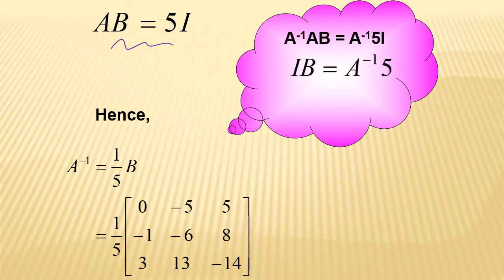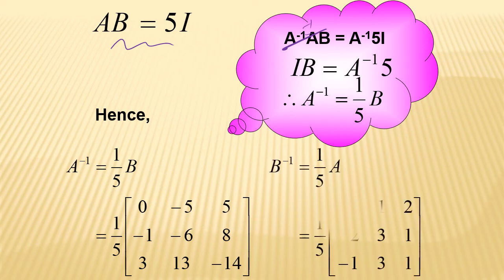So A inverse AB equals A inverse of 5I. This part will be I, so I of B is equal to B. And then the right side, A inverse of I is equal to A inverse. So what is A inverse? A inverse is equal to 1 over 5 B. So what is B inverse? The same as A inverse, it will be 1 over 5 A. So just multiply the constant into the matrices. Don't leave it like this, this is not the final answer yet.